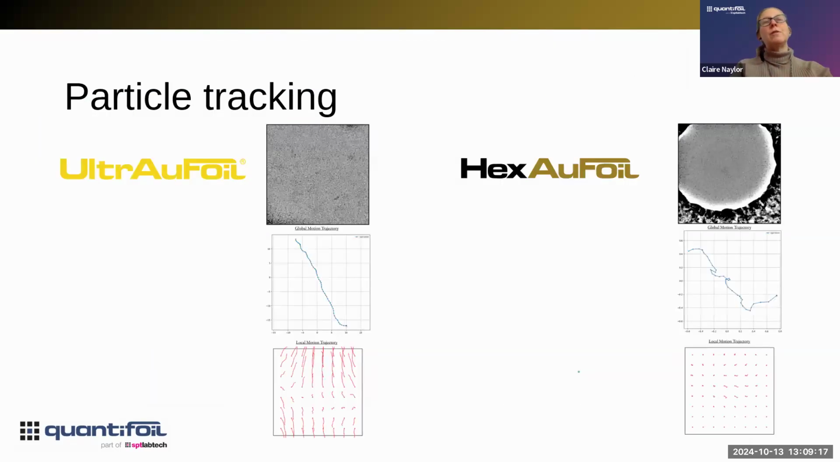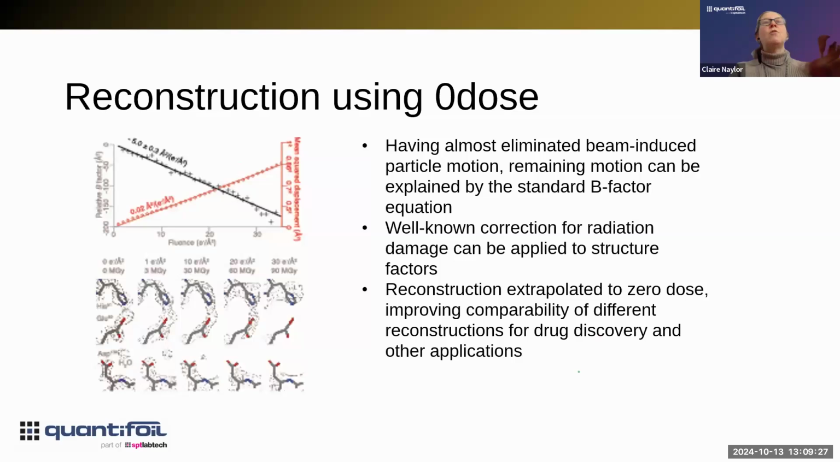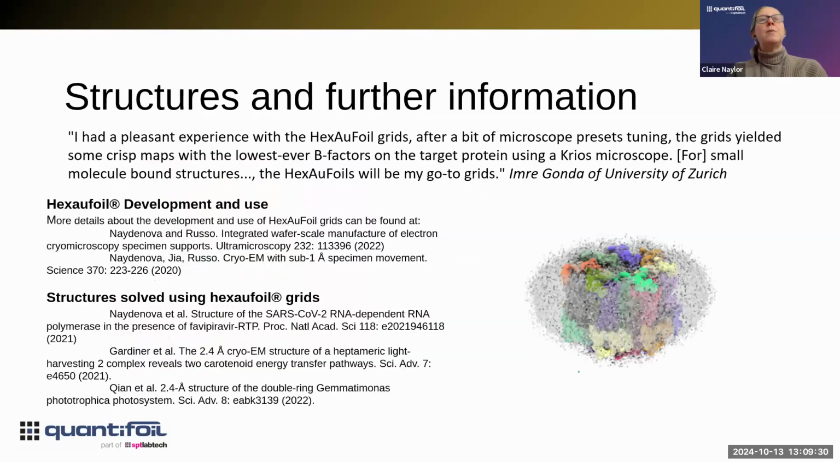Okay, that's just to prove that, even if somebody else does it, particle tracking is the same. You go from UltrAuFoil, where you can see motion, to particle tracking, and all the motion in your particles is eliminated. I'm not going to go through zeros unless somebody asks me. There we go. This is my favorite quote at the moment for what's good about the experience with the HexAuFoils: for a bit of microscope presets tuning, the grids yield crisp maps with the lowest ever B factors on the target protein. For small molecule bound structures, the HexAuFoils will be my go-to grids.